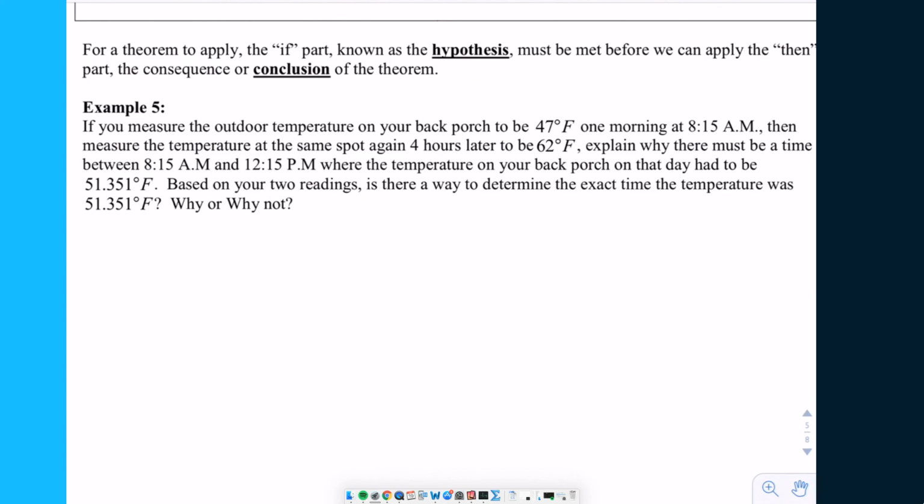Let's say that you are measuring the outdoor temperature on your back porch. I'm so ready for this weather. To be 47 degrees Fahrenheit. Oh, I can feel it. That feels so nice. Can y'all feel that? 47 degrees Fahrenheit. One morning at 8:15. Love it, love it, love it. Then you measure the temperature again at the exact same spot 4 hours later. If you're me, you probably haven't even left. You're still there, enjoying it.